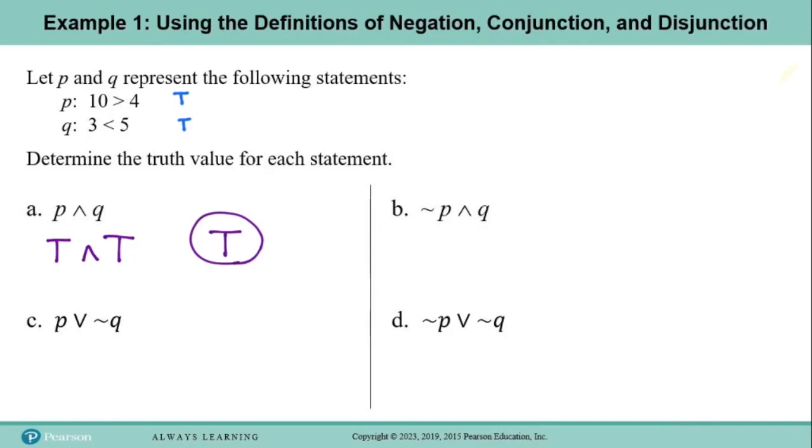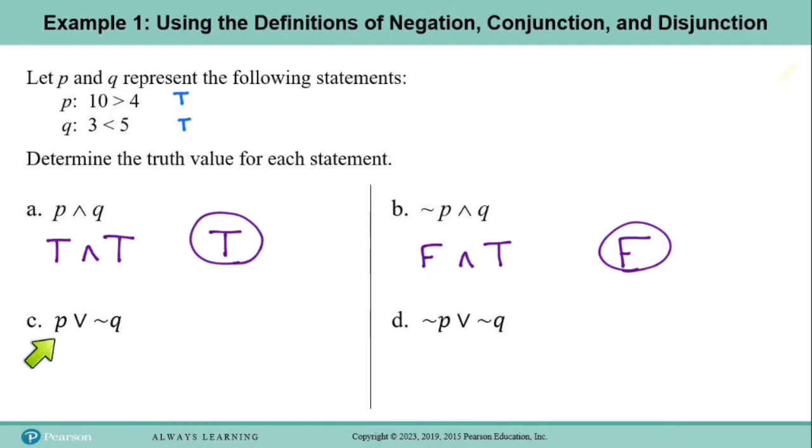Let's look at part B. So part B has not P and Q. Now we know that the not changes the truth value of this statement. So if P is true, then not P is false. And then we have our AND symbol, and then we have Q, and we know that statement Q is true. So here we have false and true, a false statement and a true statement. The overall statement here is false, because in order for an AND statement to be true, both components have to be true.